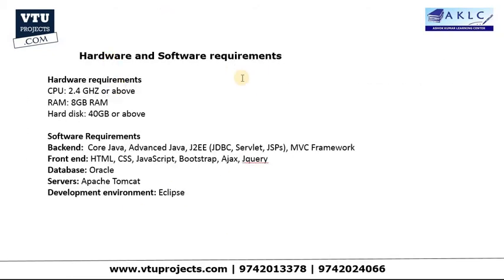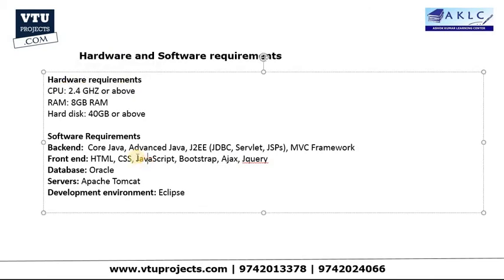Lastly, the hardware and software requirements for our project are shown here. We will require a minimum of 2.4 GHz processor, 8 GB of RAM, and a 40 GB or above hard disk. For writing the code, we will be using Core Java, Advanced Java, and J2EE in the backend, and we will make use of HTML, CSS, JavaScript, Bootstrap, Ajax, and the jQuery framework in the front end. We are using Oracle database to store the data, Apache Tomcat for running the project, and Eclipse for developing the project.